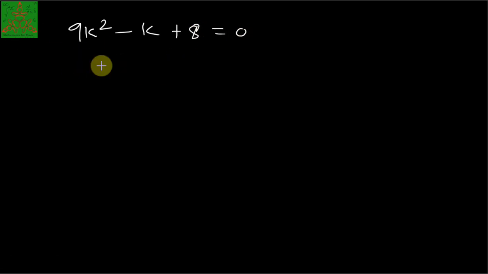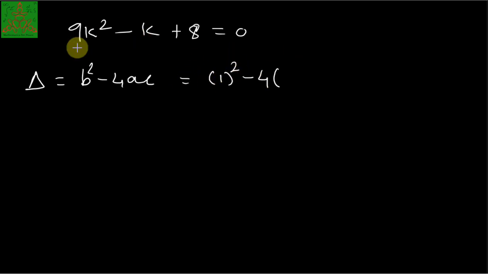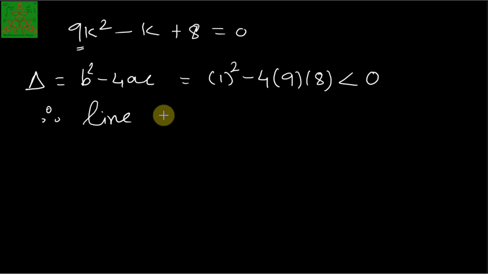Using b square minus 4ac, that is the discriminant delta. This is a quadratic equation in terms of k. So b square is 1 square minus 4 into 9 into 8. So this will give you a negative value. So we can say that delta is negative, so this line never intersects the sphere.